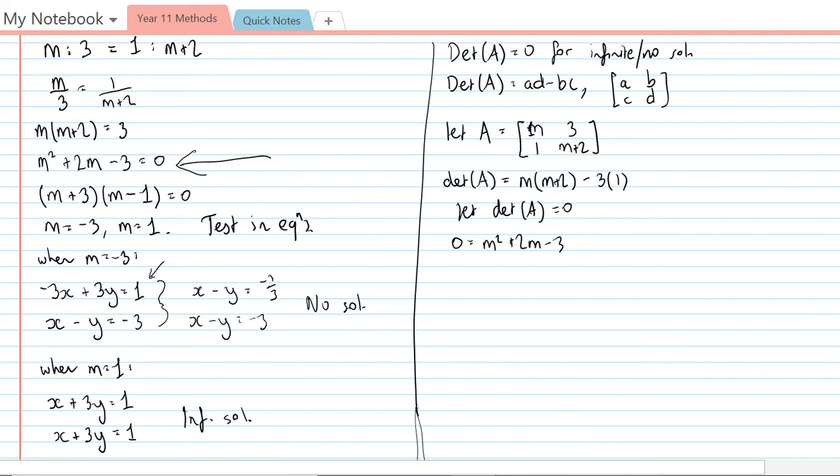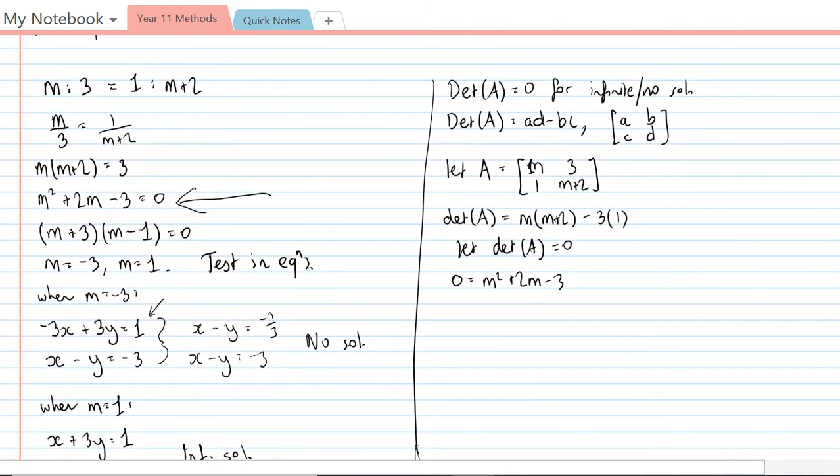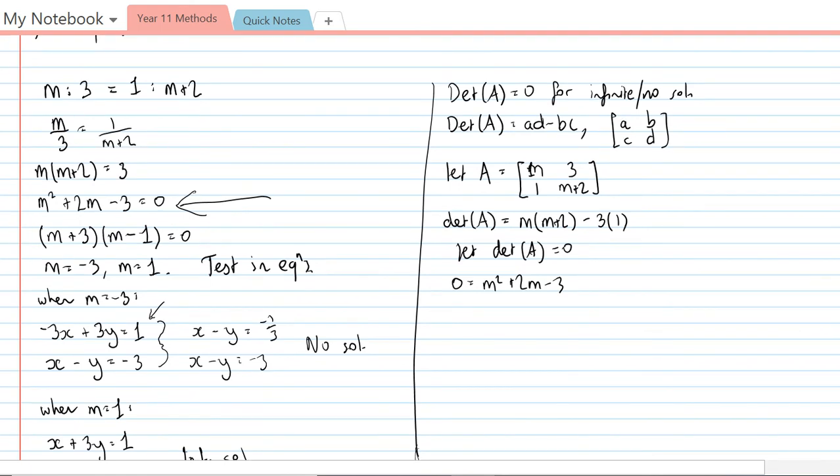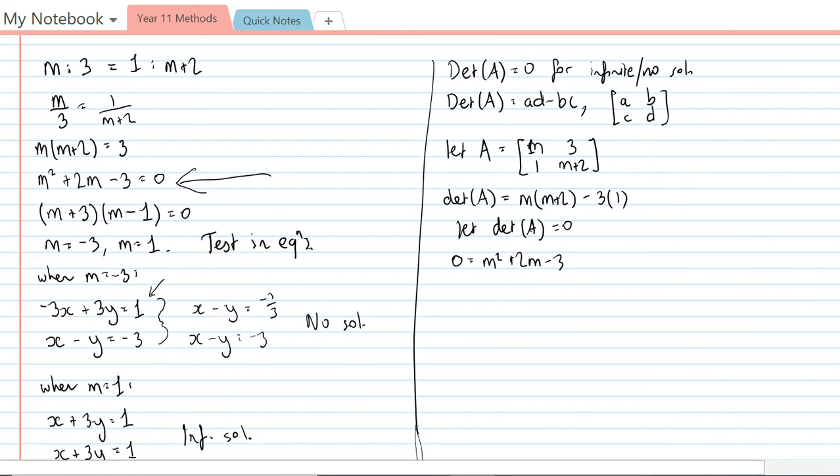You just need to factorize using null factor law, and then solve it, and then test the values of m in the equations. So it's really up to you to choose which way you want to go about it. I have a personal preference for using the matrices. I just think it's quite nice and a bit of an elegant sort of way to work it out, but that's just me. And you're obviously going to have your preference as well, so leave that decision up to you.